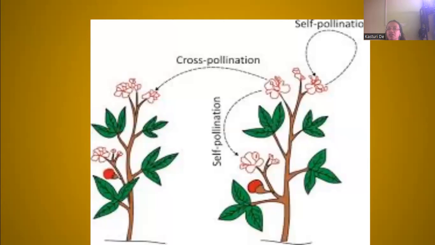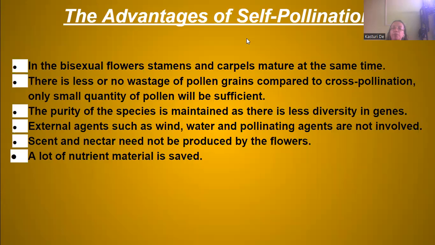So these two conditions are there. See, cross-pollination is occurring, and this is the same plant. One is at the same plant, and another is the same flower. So this is self-pollination, and one plant to another plant, that is cross-pollination.